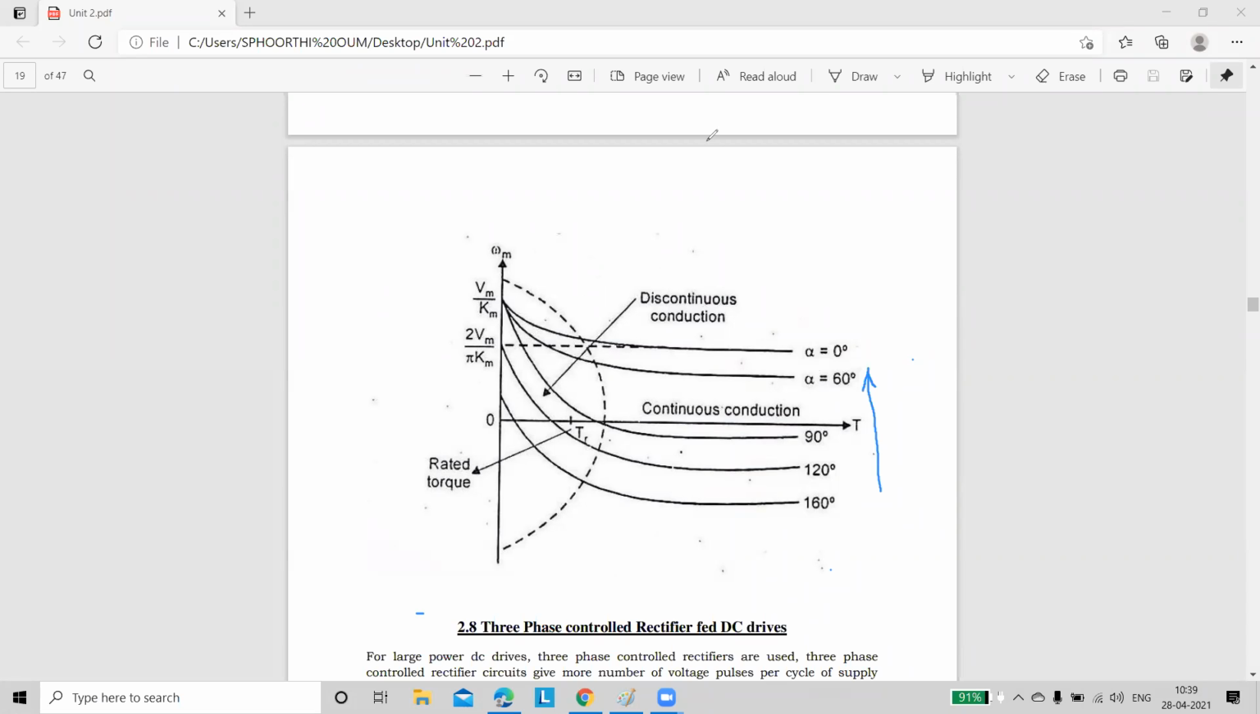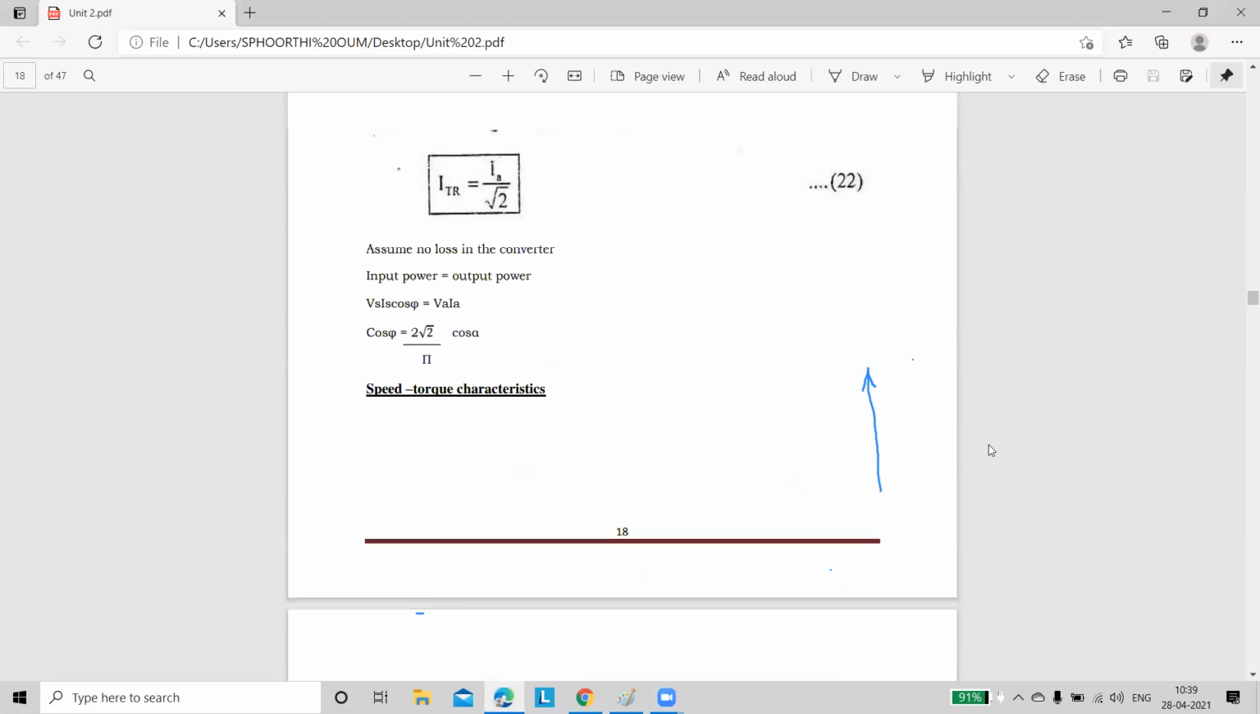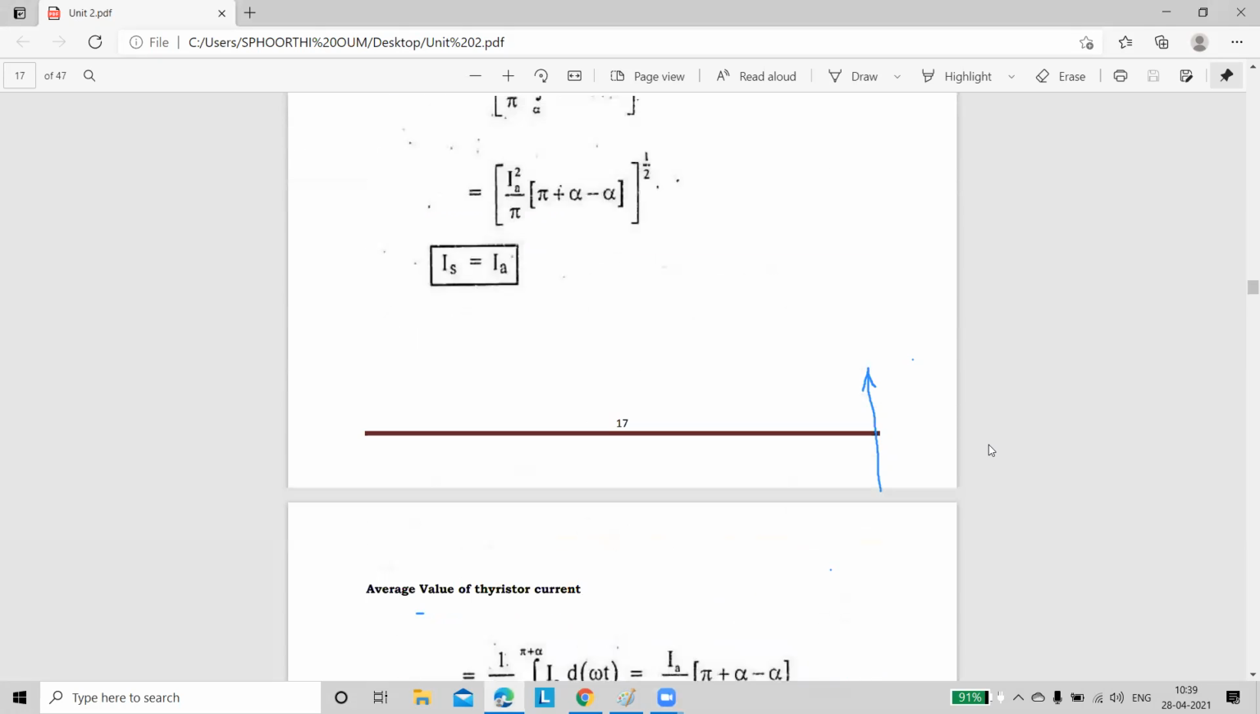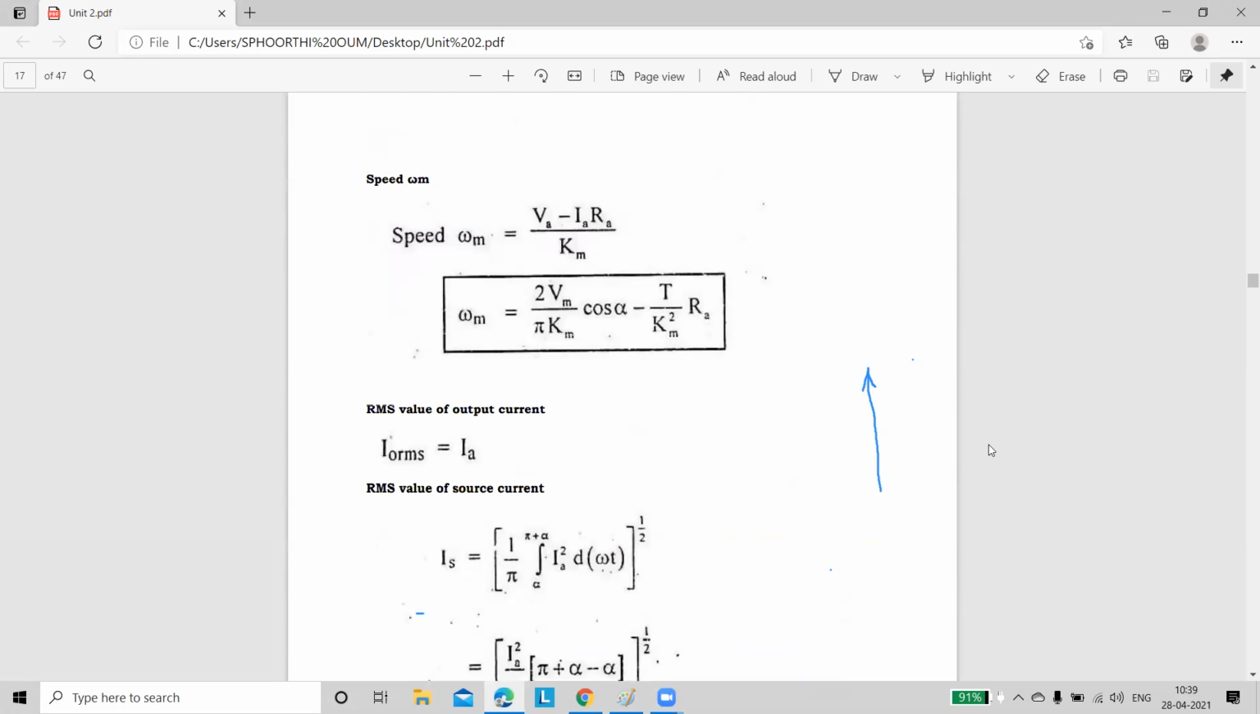And these are the waveforms of the speed for different values of the firing angle. Whenever you are providing different values of alpha, 0, 30, 60, 90, 120, and 160, in the above expression, then you will get the waveforms like this. Okay?